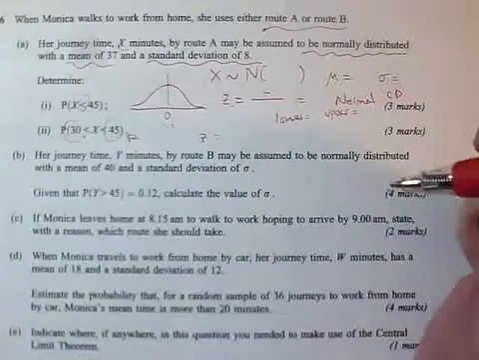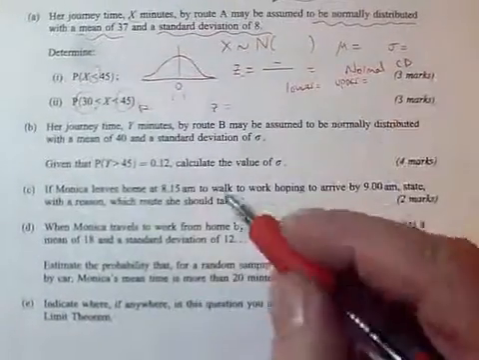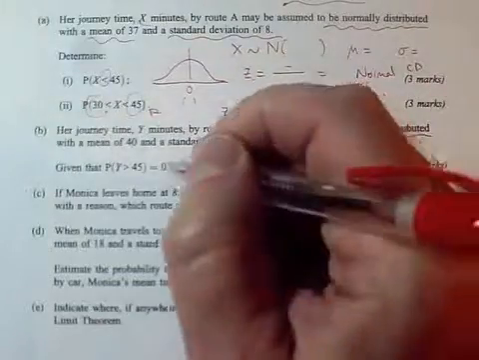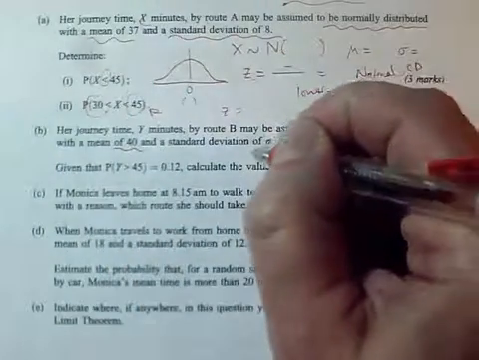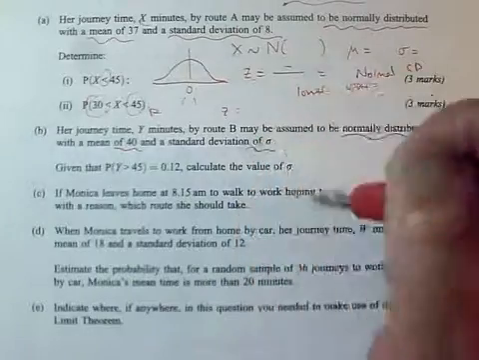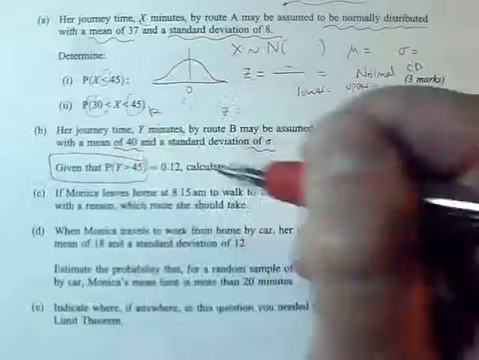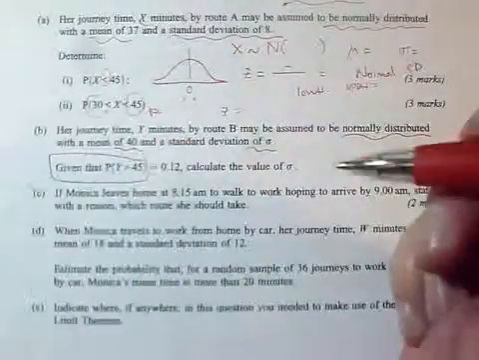Alright, on to part B, her journey time by route B. That's another normal distribution with a mean of 40, but this time we don't know the standard deviation. We're just told to use sigma. And this time we're given a probability. Okay, so this is going to be a backwards question.